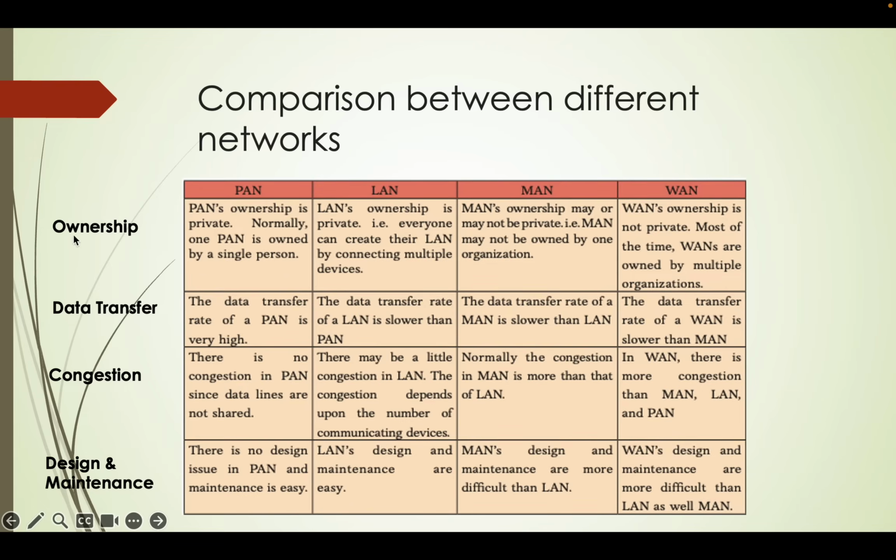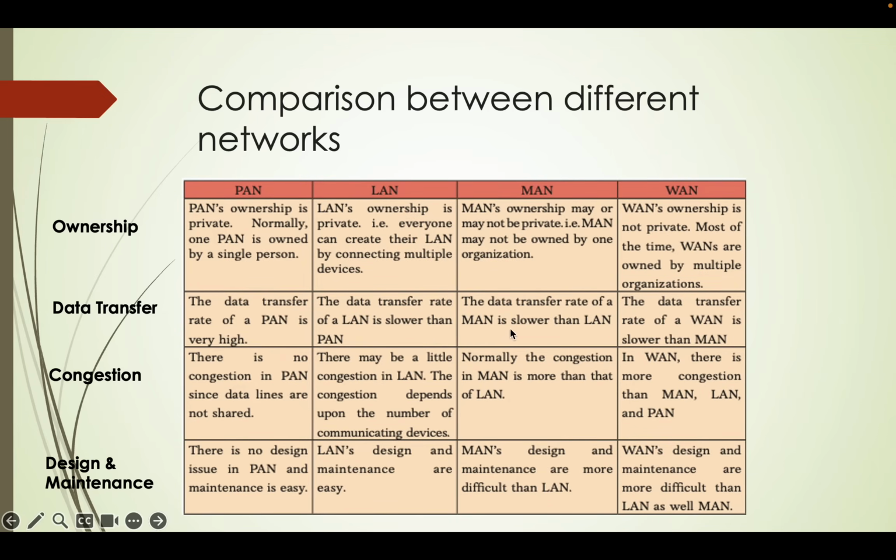Okay. Based on the data transfer, for the PAN, the data transfer rate is very high, since it is very limited within our own reach, so the devices would be very near to us and there won't be much traffic or much distance between these devices. That's where the data transfer rate is very high in case of PAN, and the data transfer rate of LAN is slower than PAN.